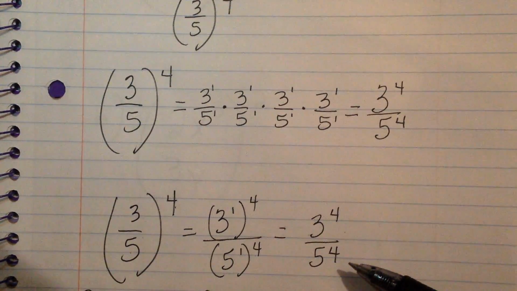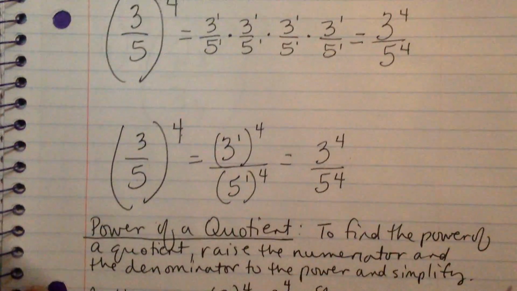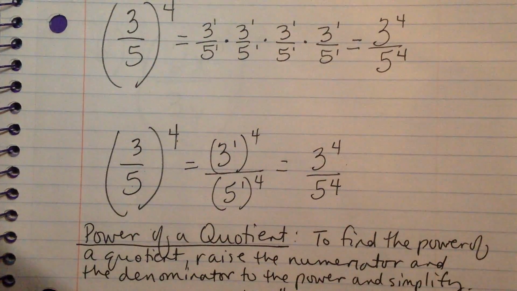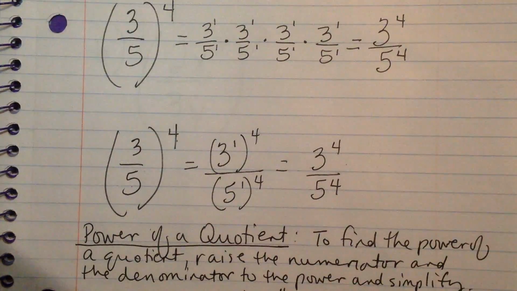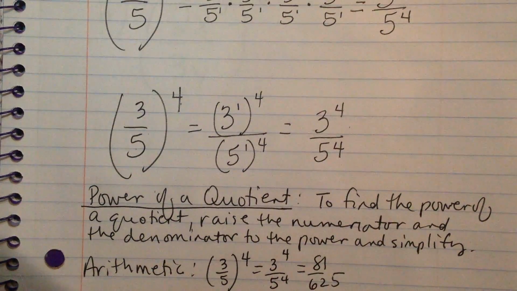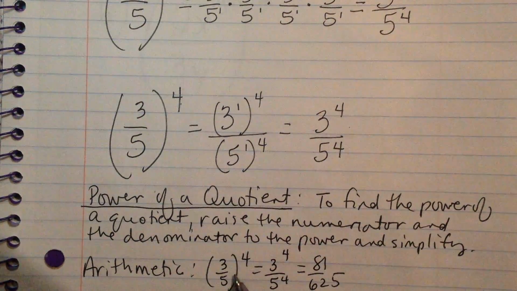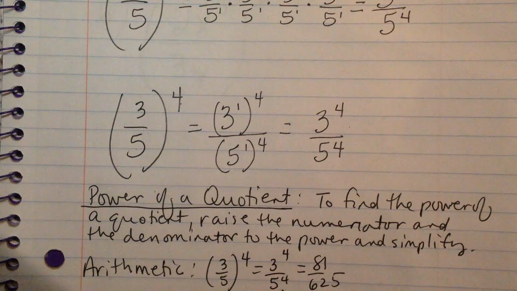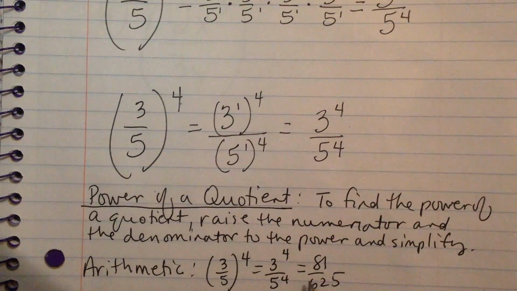So let's look at our rule. Power of a quotient. To find the power of a quotient, raise the numerator and the denominator to the power and simplify. The arithmetic way, raising each one to the 4th power, 3 to the 4th and 5 to the 4th. I went ahead and raised them to the powers.